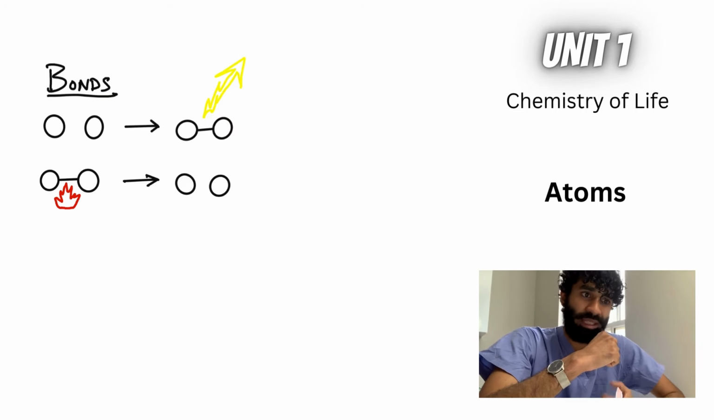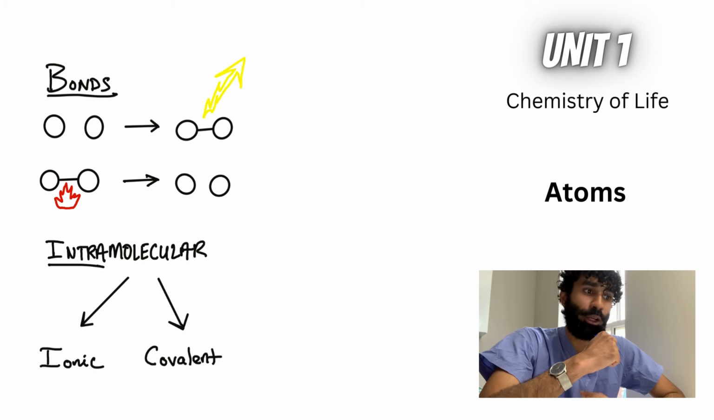Unit 1, Chemistry of Light. The first block is atoms. When atoms form a bond, they release energy, and to break a bond, you have to invest energy. Within a molecule, you have two types of bonds: ionic bonds, where electrons are transferred entirely, and covalent bonds, where electrons are shared equally or unequally.